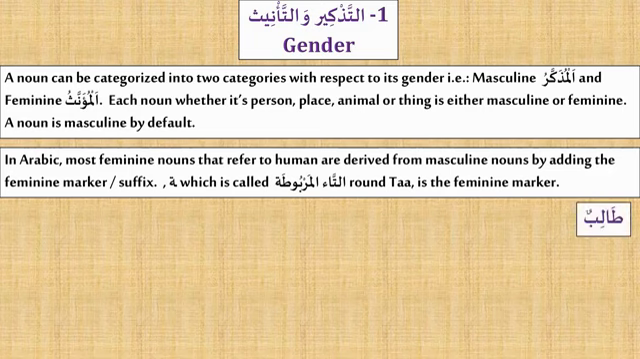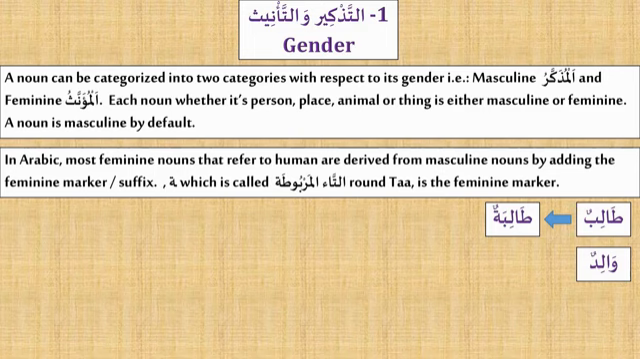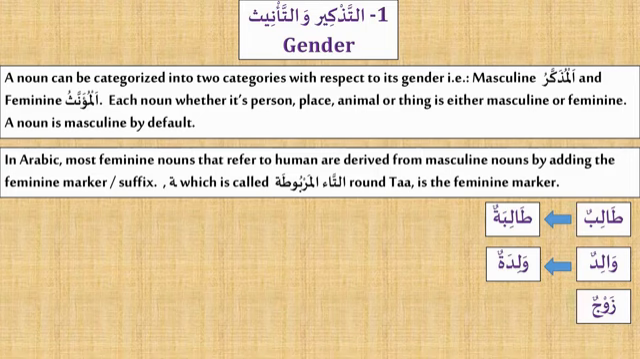Talibun is a male student. It's masculine. Talibatun is female student and it is feminine. We added ta marbuta, round ta, at the end of the word. Another example, walidun, father. By adding ta marbuta, it becomes walidatun, mother. The last example, zawjun, husband, and by adding ta marbuta, it becomes zawjatun, wife.